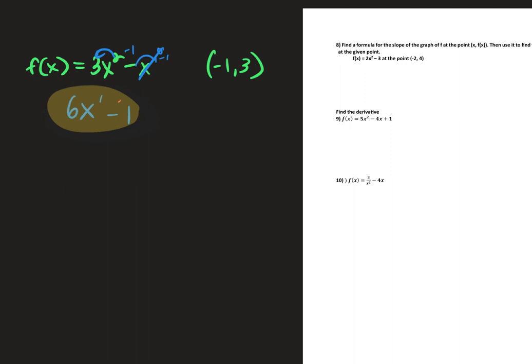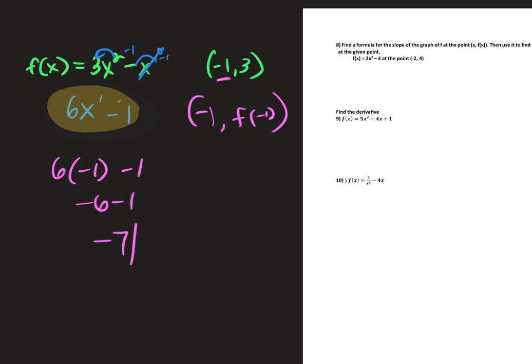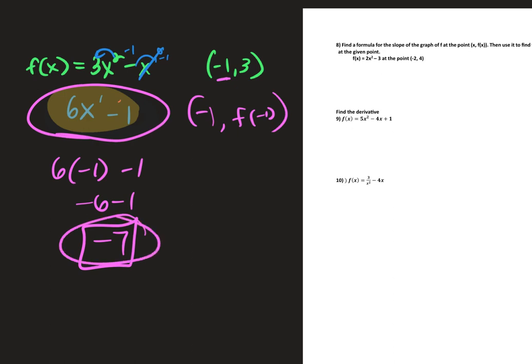So that's part 1. Then if I want to actually find the slope, it's going to give you the coordinate point, at least give you the x. It could also say -1, comma, f of -1, because that's the same thing. And then I would plug in -1, so 6 times -1 minus 1, -6 minus 1, which is -7. So equation to give you the slope, and then actual slope.